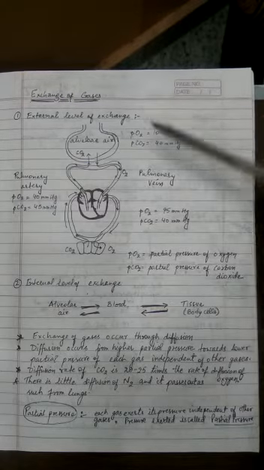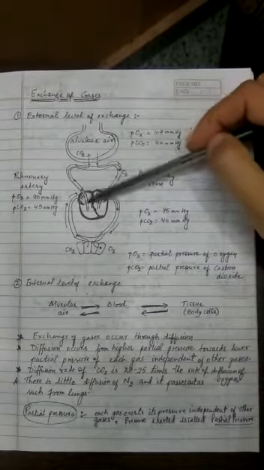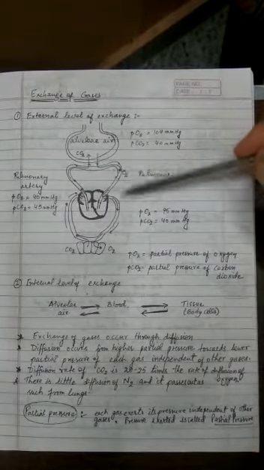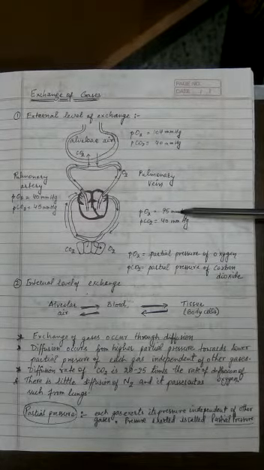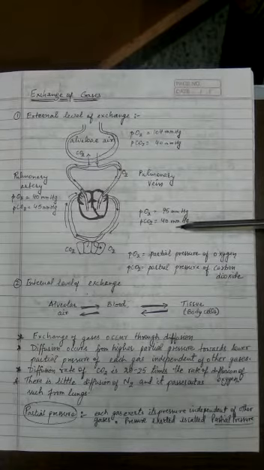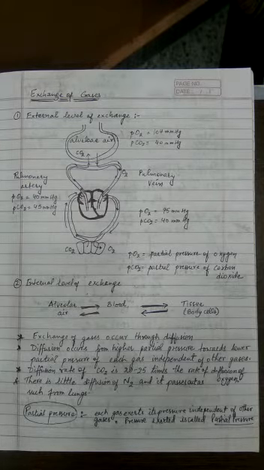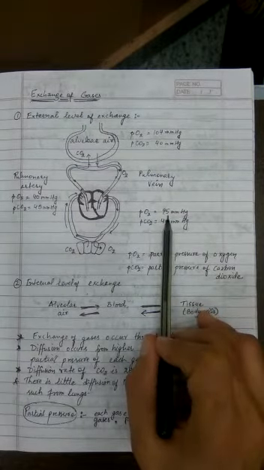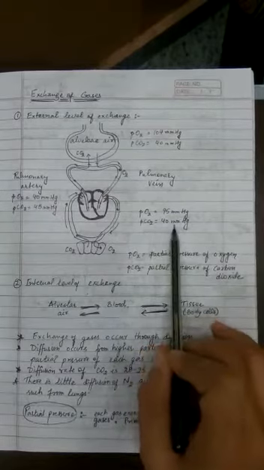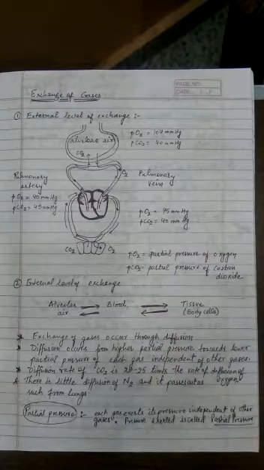Now once this exchange has occurred, this side of the blood was impure, please remember. Now this side is going to be pure, because after exchange this blood becomes richer in oxygen and poorer in carbon dioxide. So now the pulmonary vein carries the blood back to the heart, and this blood is oxygenated blood. Now the partial pressure of oxygen in this blood is 95 mmHg, and for carbon dioxide it is 40 mmHg.